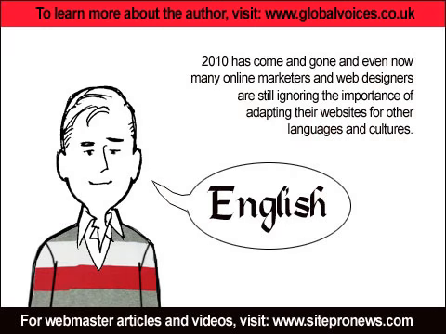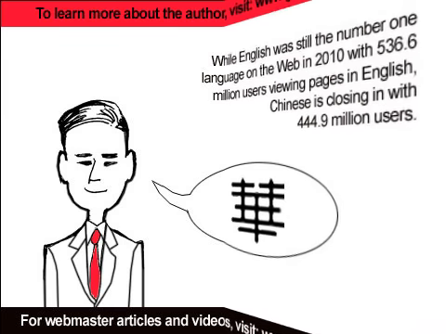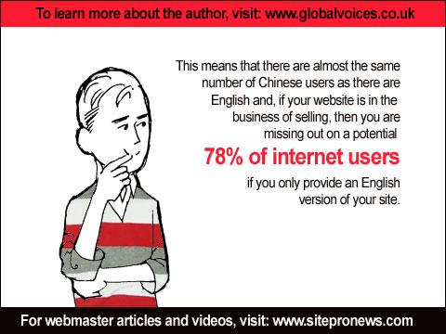2010 has come and gone, and even now many online marketers and web designers are still ignoring the importance of adapting their websites for other languages and cultures. While English was still the number one language on the web in 2010, with 536.6 million users viewing pages in English, Chinese is closing in with 444.9 million users.